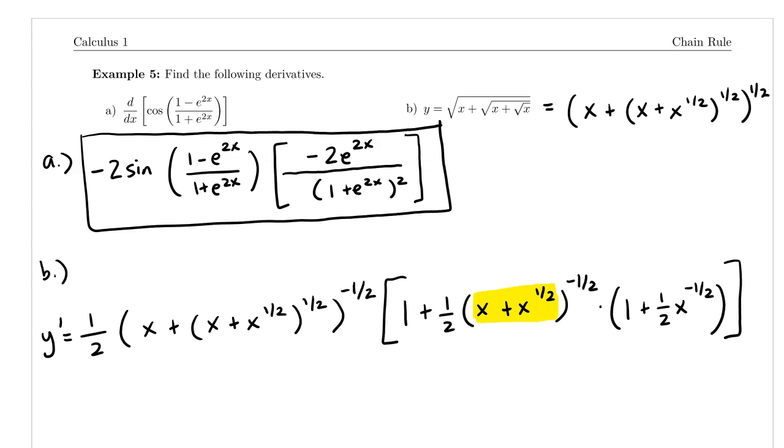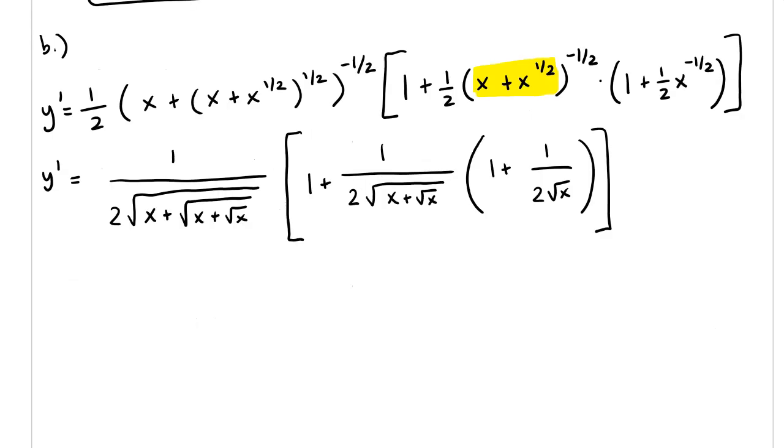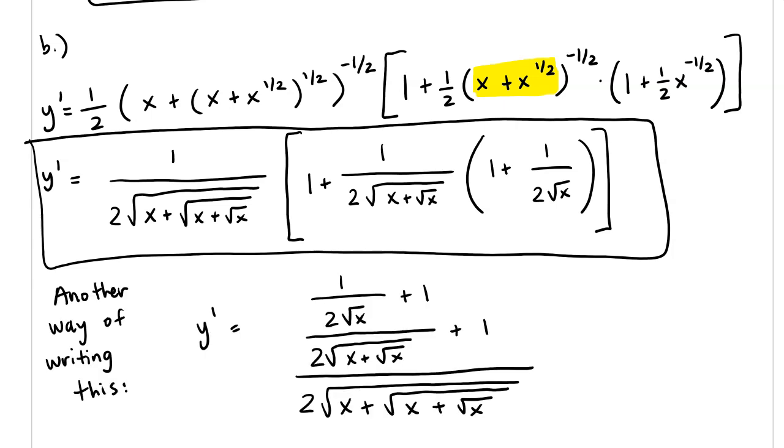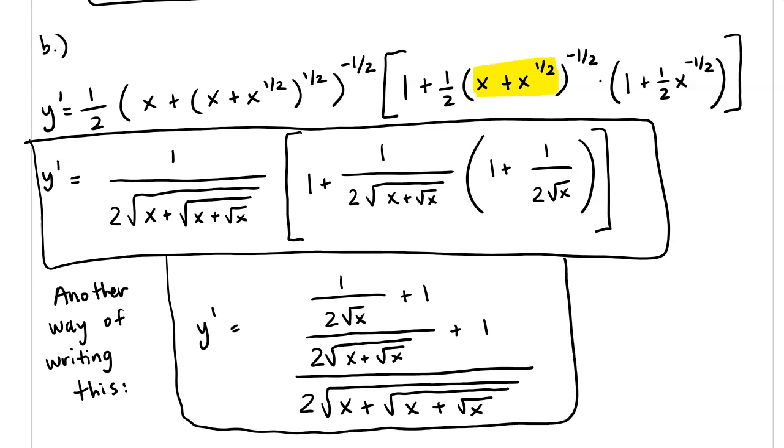Now, this is quite ugly, but again, I'm happy with you leaving your answer like this. Now, in case you were curious, if you wanted to rewrite this without using fractional exponents, instead using radicals, this is what our final answer would look like. And that's it for part B. In case you were curious, another way of writing this would be looking like this, which I thought looked really cool, and so that's another way you could have presented your answer. All right, let's move on.